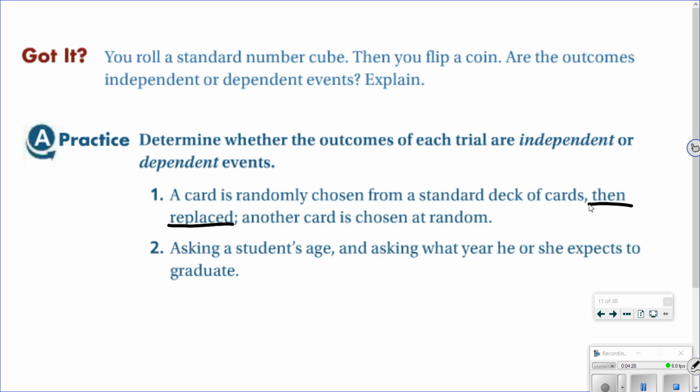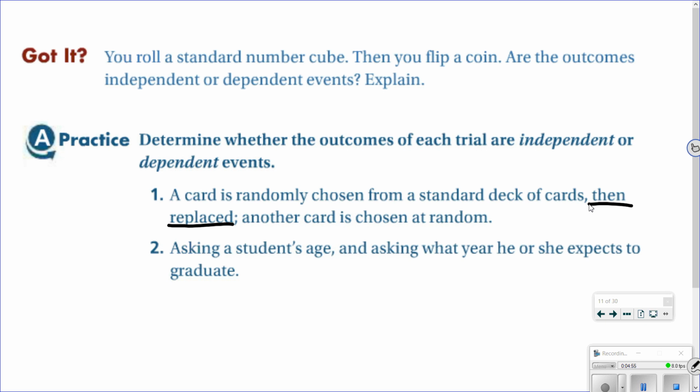Number 2, asking a student's age and then asking what year he or she expects to graduate. So the question again is, do those affect each other? Well, if I get the student's age, say they're 16, then more than likely they're going to be a sophomore or junior. So one does affect the other one. So again, you would consider those to be dependent events. Okay, so independent, one does not affect the other.